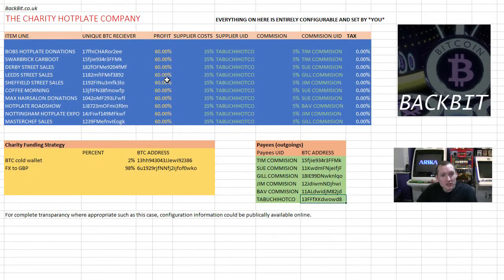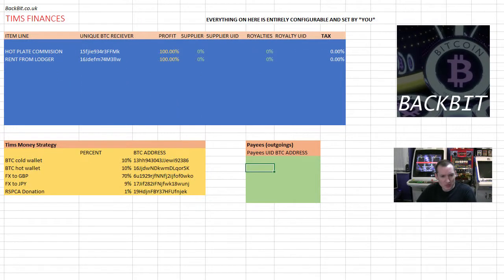But again, we've got receiving addresses here, similar concept. 60% of that goes into this box, 35% to Buchi Hotco, hot plate manufacturer. Perhaps they're based in Japan. Again, if they get paid in Bitcoin via this address, they could have a setup on their end that instantly cashes 98% of that to Japanese yen, 2% to gold, for example. So there's a huge number of different options to go with this.